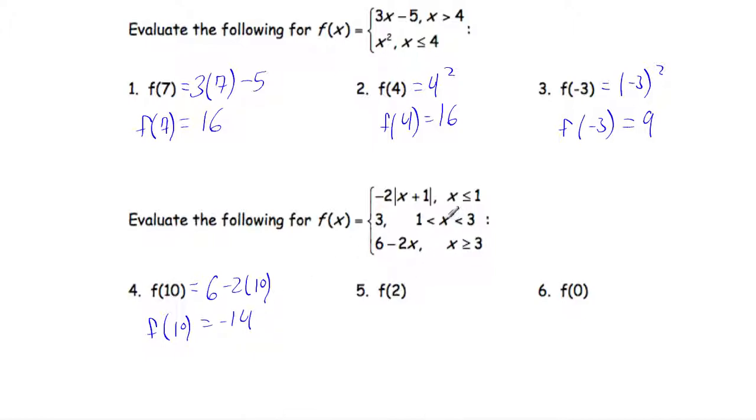F of 2, that's right smack dab in the middle here. So it's just 3. Don't let this confuse you. Again, there is no variable. There is nothing to plug into. So it's just 3. That's it. And then here, f of 0, I get negative 2. This is the absolute value. So absolute value of 0 plus 1. Absolute value of 0 plus 1 is just absolute value of 1, which is 1. So I get negative 2 times 1, which is negative 2. And that's it.